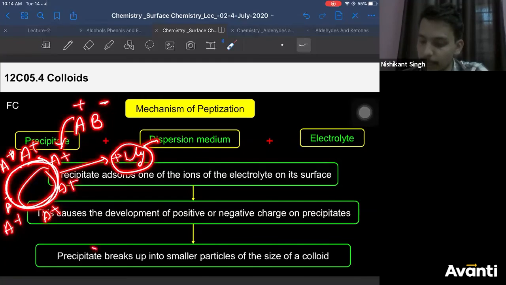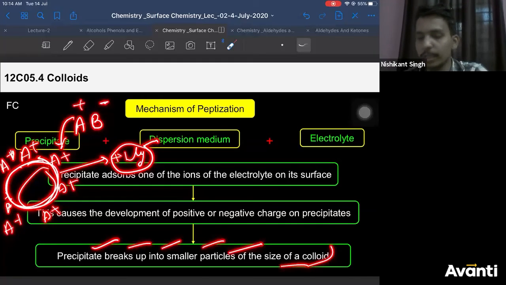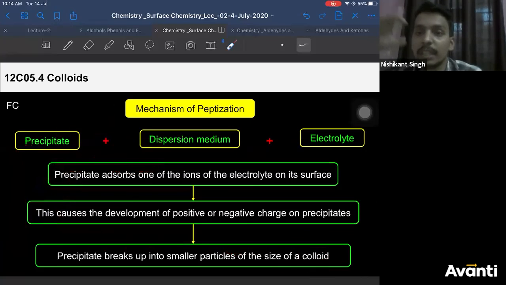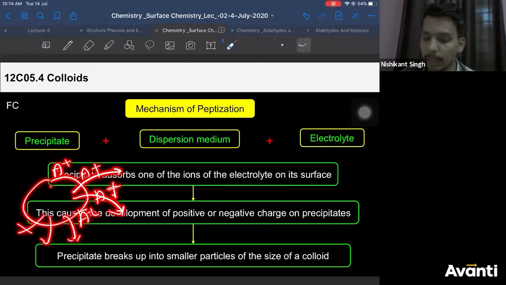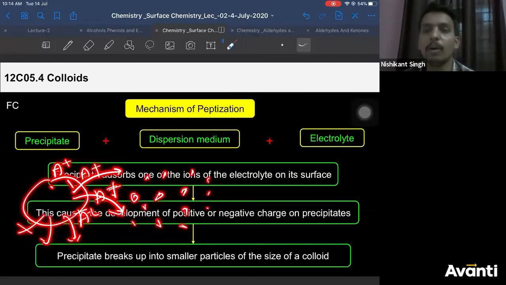Now this precipitate breaks up into smaller particles of the size of colloid. So now these ions which are sitting on the surface of the precipitate, they will pull out the precipitate. Due to force of attraction, they will pull out the precipitate, due to which this big precipitate will break into small particles. Right? It will break into small particles of colloidal size.